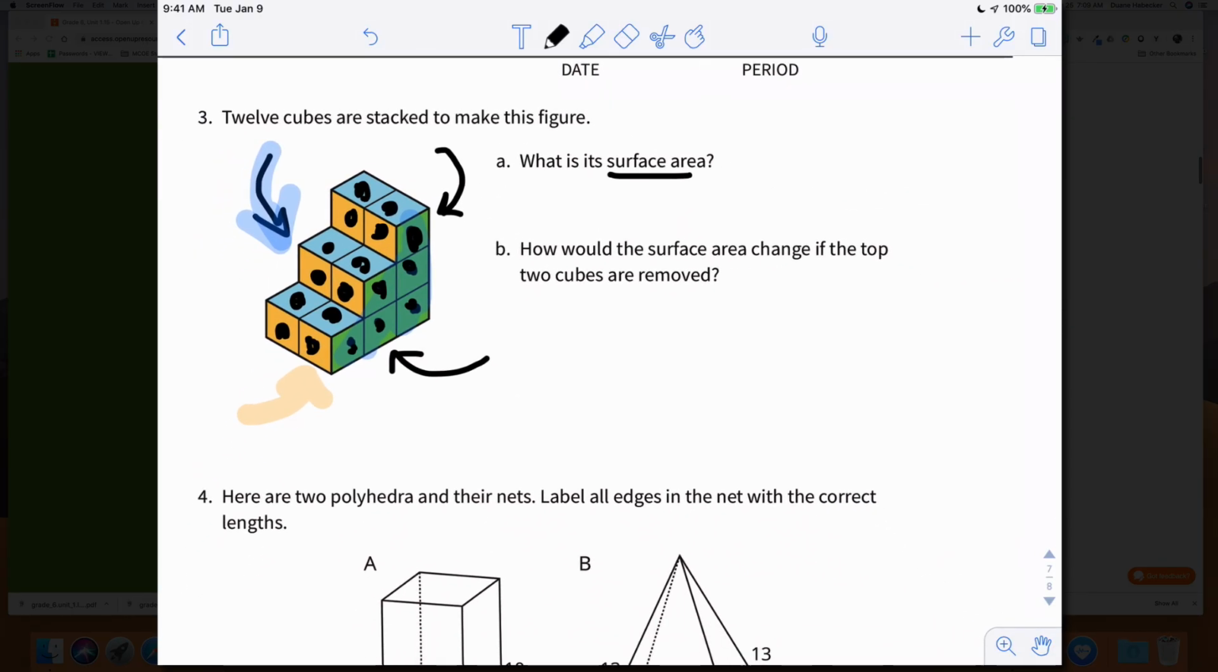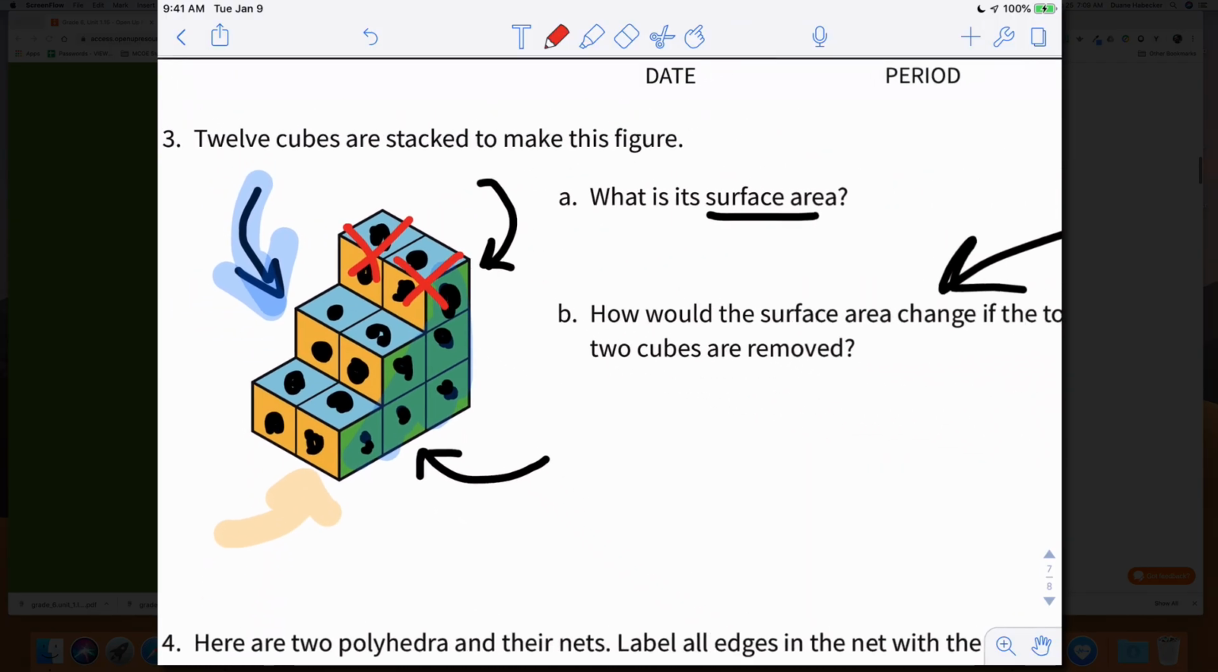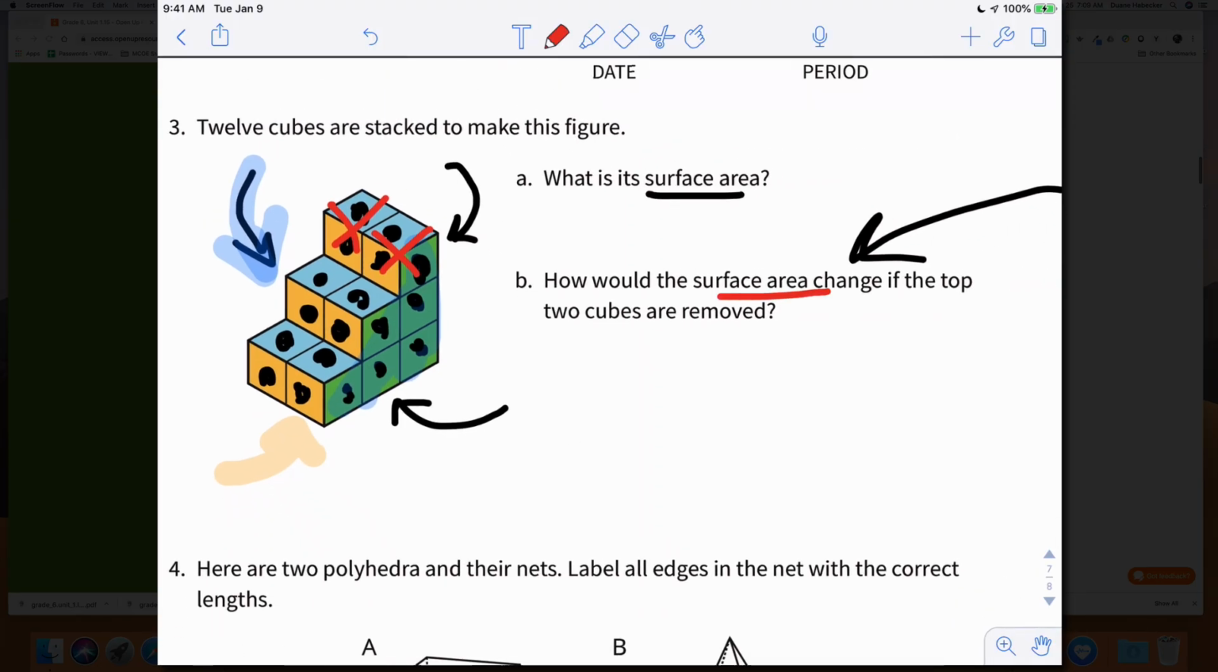So how would the surface area change if these top 2 cubes were removed? Ew. So if we were to change the figure by cutting those 2 off, how would it change? Would the surface area get smaller? I don't know. The volume definitely got smaller because we eliminated a couple of cubes, but what's going to happen to the surface area? I don't know. Just draw the figure and repeat the process.